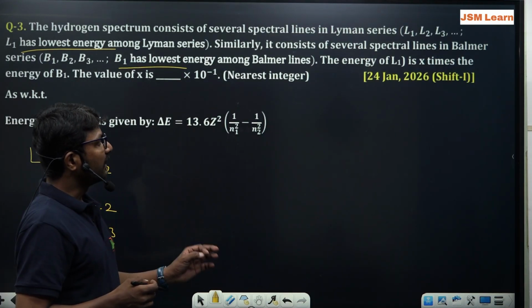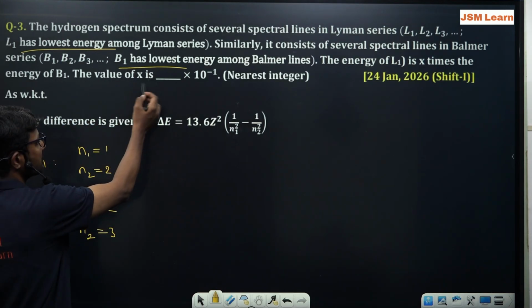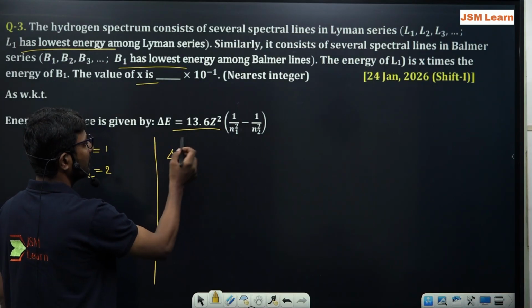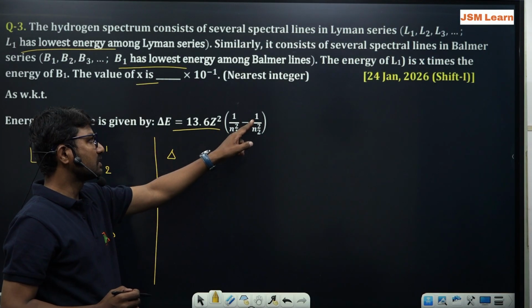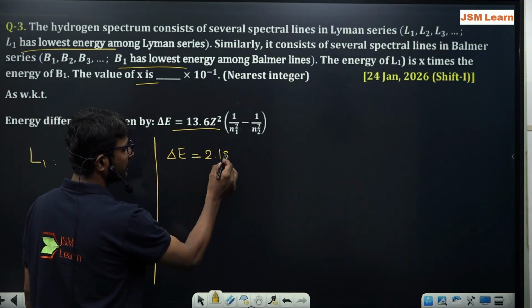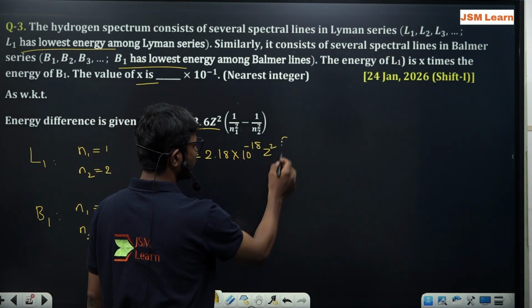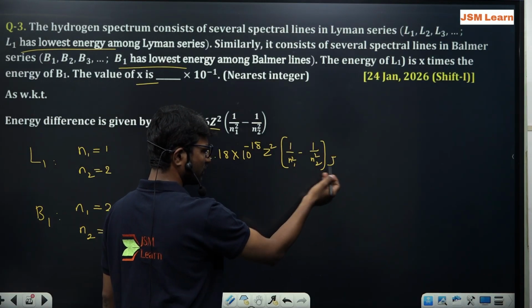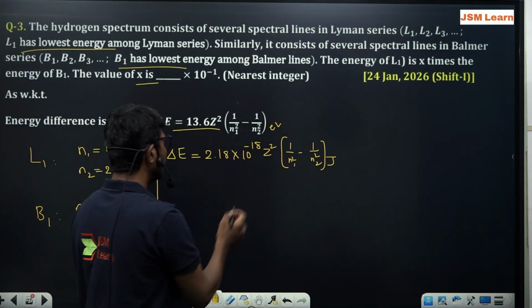The energy of L1 is x times the energy of B1. The value of x is what they are asking. So now we know the formula, energy is equal to 13.6 multiplied by z square into 1 upon n1 square minus 1 upon n2 square, or we can use the formula energy is equal to 2.18 multiplied by 10 to the power of minus 18 z square into 1 upon n1 square minus 1 upon n2 square. This one is joule per atom, this one is electron volt per atom. So now we are using this formula.